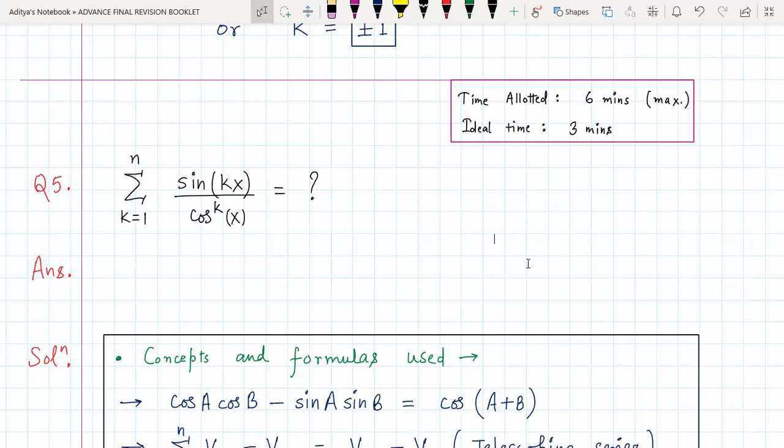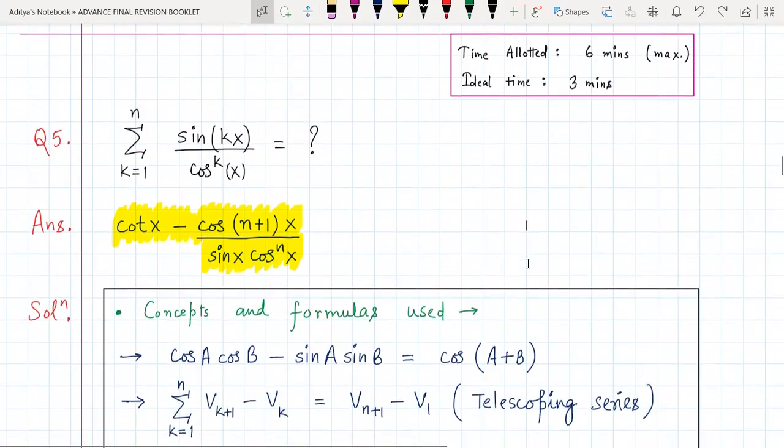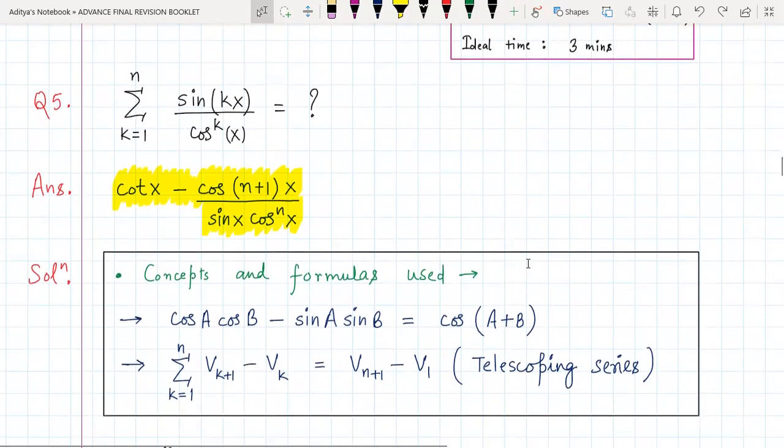You can try to pause the video and attempt it yourself and then return back to have a look at the solution. So the answer to this question would be cot x minus cos of (n plus 1)x upon sin x cos power nx. Now let us discuss the solution itself. So the concepts and formulas used will be: we should know the cos of (a plus b) expansion formula, cos a cos b minus sin a sin b, and the method of telescoping series also we should know.